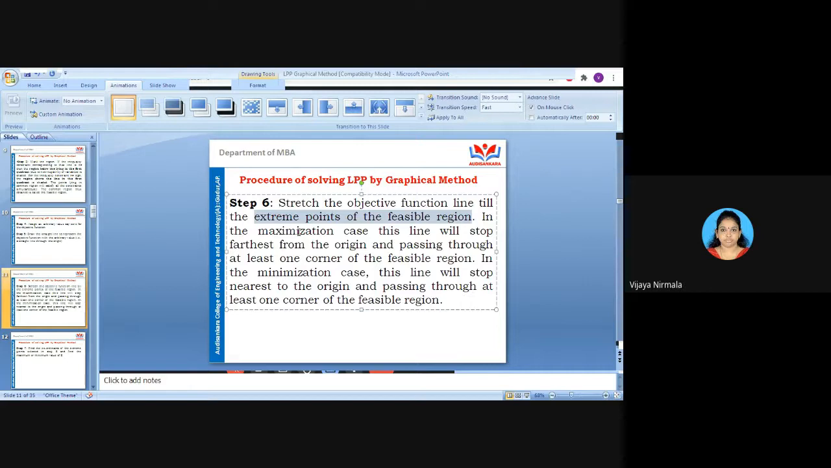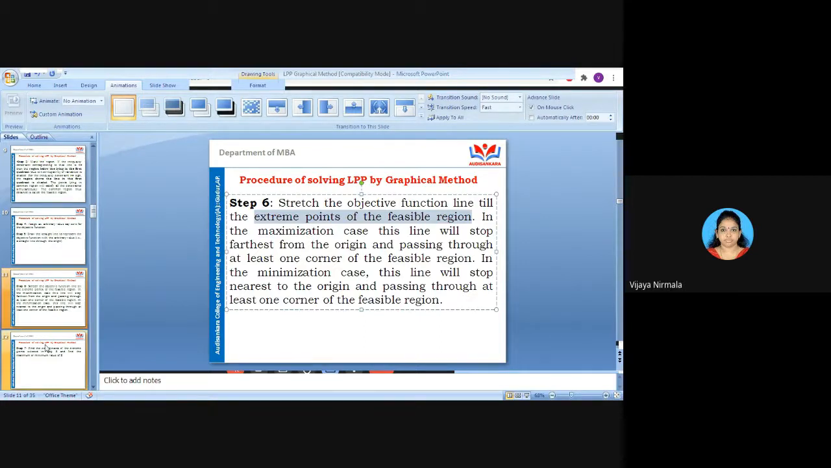So that you need to take care. In maximization, it will stop farthest from the origin. But in case of minimization, it will stop nearest to the origin. That you need to remember. So if you plot x1 and x2, if it is a maximization problem, the feasible region will be somewhere else, farthest from the origin. If it is a minimization problem, it will be nearest to the origin. That only you have to remember.